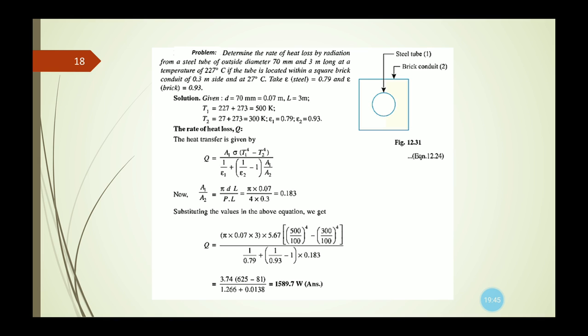Now the heat transfer is given by the formula Q equals A1 sigma (T1 to the power 4 minus T2 to the power 4) divided by [1/epsilon 1 plus (1/epsilon 2 minus 1) multiplied by A1 divided by A2].